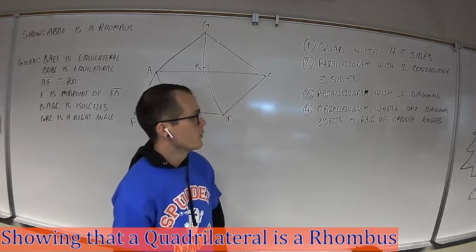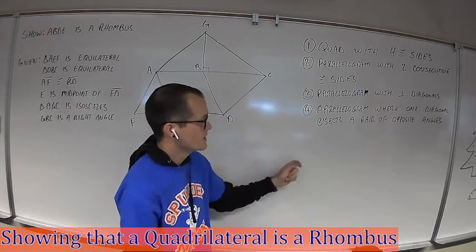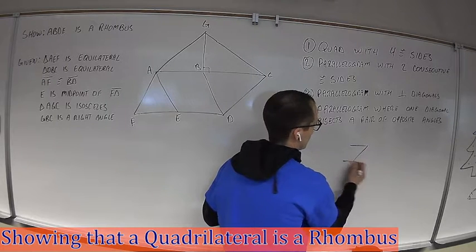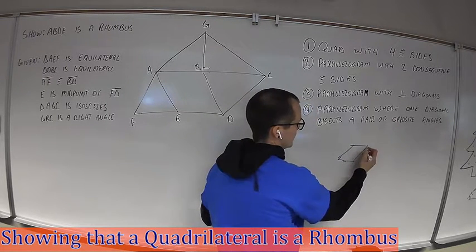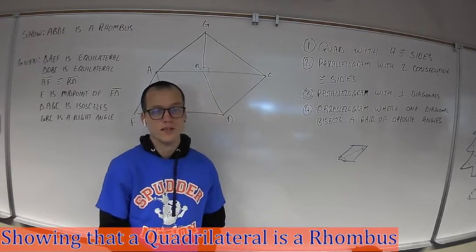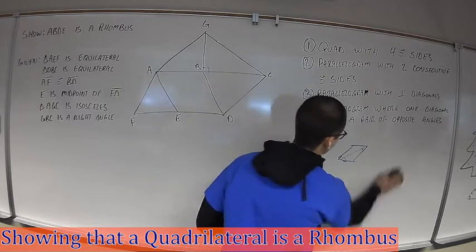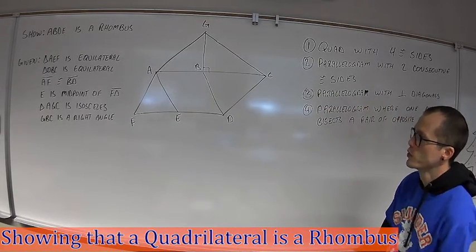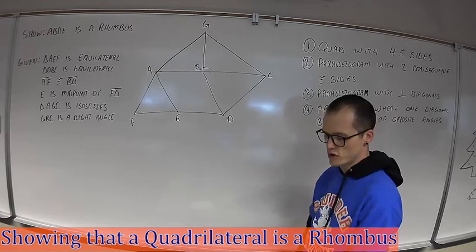Lastly, if we can find a parallelogram where one diagonal bisects a pair of opposite angles, that means some parallelogram with a diagonal, one of them, that bisects both sets of angles. That's all we would need to show, then boom, we have a rhombus. So here, I'm just going to show this by way of example, walk through this proof here. Not going to do a 2-column proof, just kind of show it with pictures.